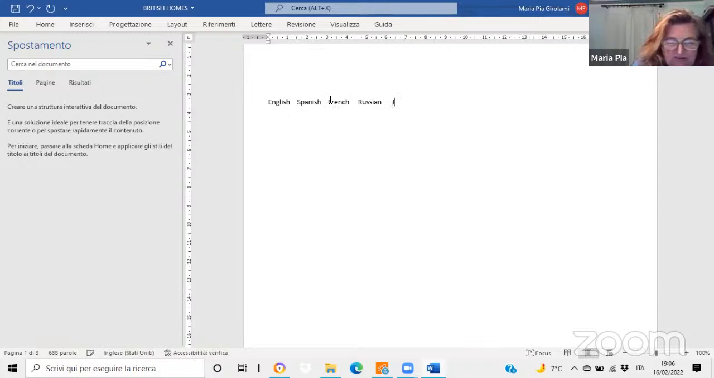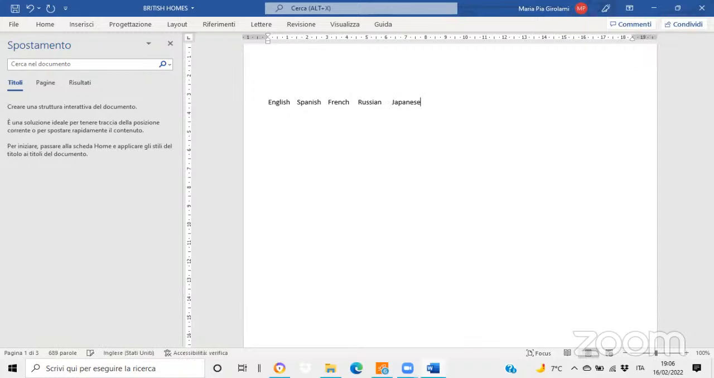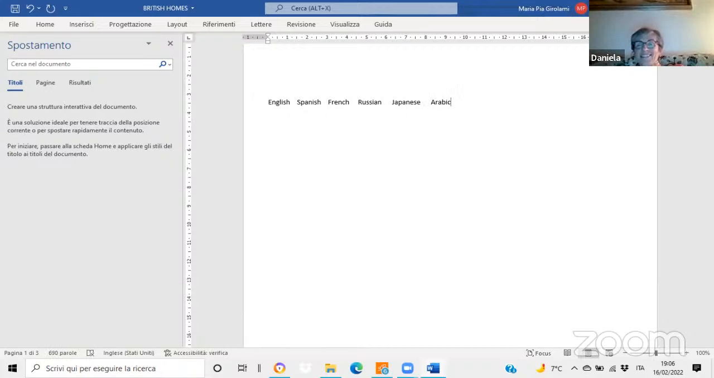No, Arabo. Sì, volevo mettere arabo, poi ho pensato ma no. Japanese. Non viene in mente altro, German. Chinese. Okay.